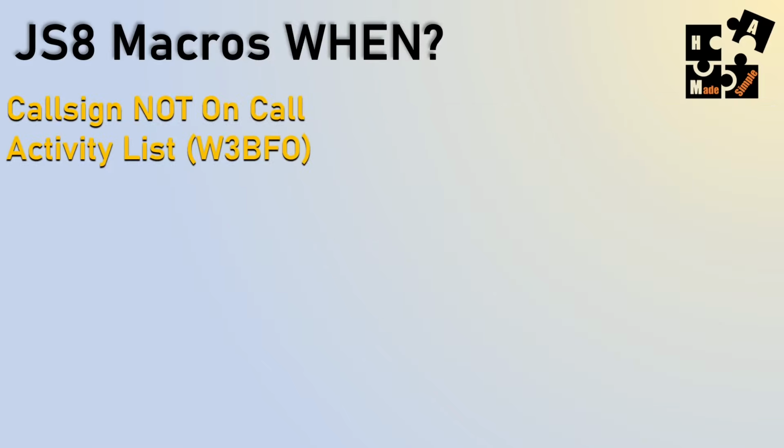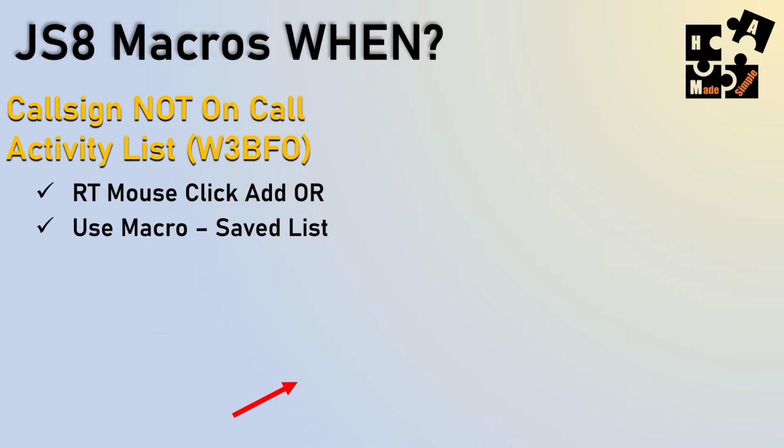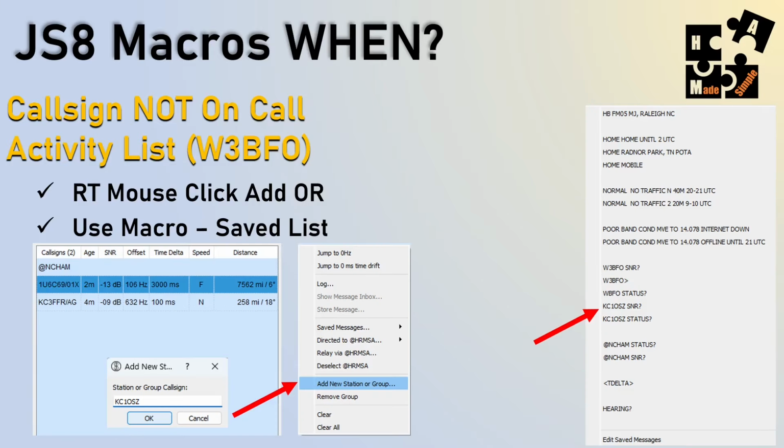But when do you want to use macros? It's when a call sign is not listed in your call activity column to the right. That's when you start to go to the macro list. So option one, which I told you about in the last video, is without a macro. Let's say someone here, for example Clark, KC1OSC, is not showing up in the list here, or Brian isn't. Here's another one, they're not showing. Every morning we're connected, and so I have to right mouse click, type it in, hit OK, remember to add new station or group. I can put that in and off I go.